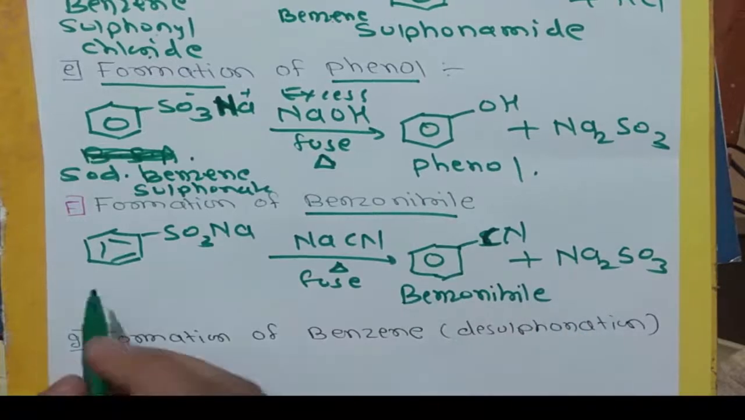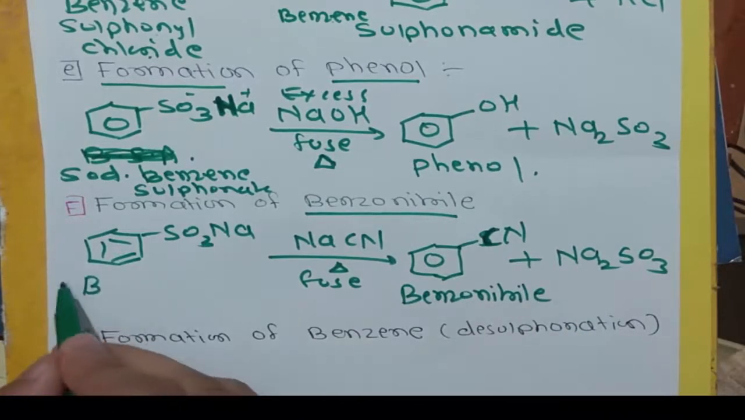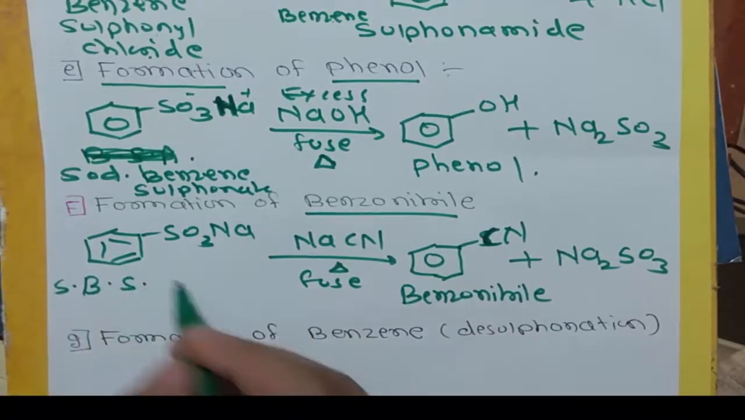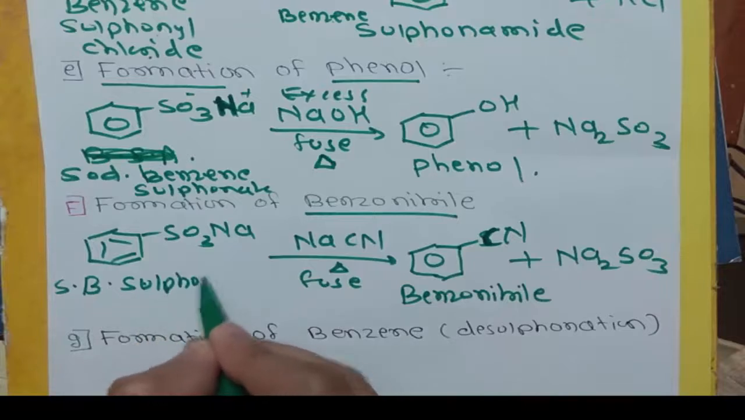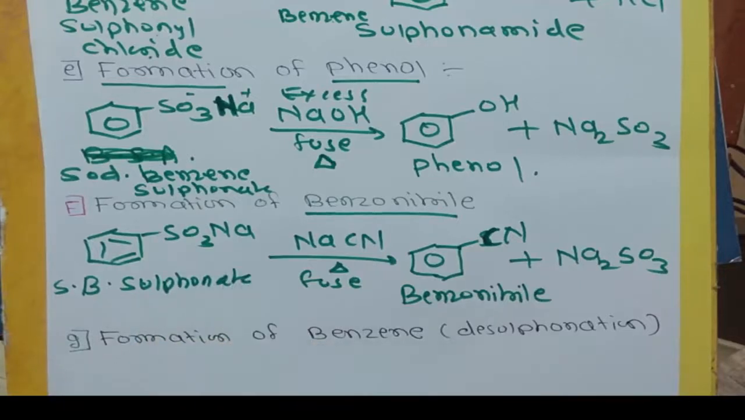Benzonitrile is formed. Here it is the sodium benzene sulfonate. It is fused with sodium cyanide. There is a formation of the benzonitrile plus Na2SO3.